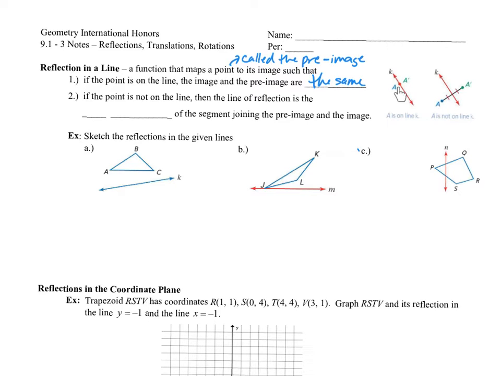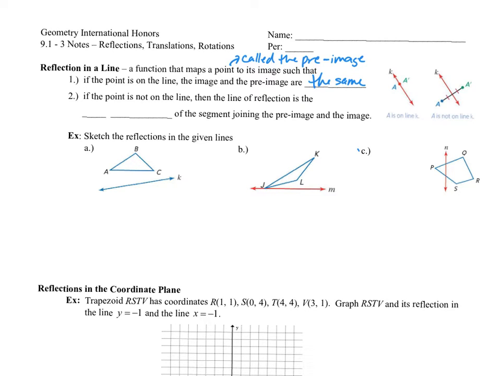Take a look at this point A. The pre-image point is A. Notice that A is on the line of reflection, so that means that its image, A prime, is actually the same point. The pre-image and the image are one and the same if the point is on the line of reflection.